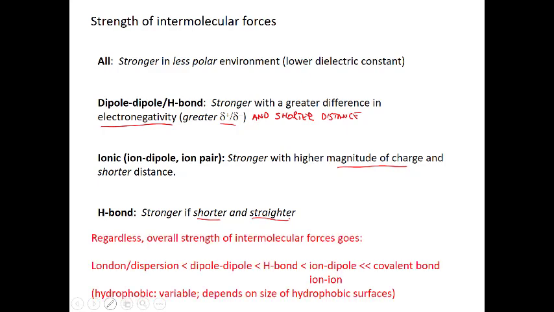And then overall, you can summarize the strengths of intermolecular forces in the order that we show on the bottom there. Dispersion is the weakest, followed by dipole-dipole, followed by hydrogen bonds, followed by ionic, and then covalent bonds are much stronger than any of those. The hydrophobic effect kind of varies. It can be anywhere on this continuum. It depends on the size of nonpolar surface area that becomes buried. So it's not easy to say where hydrophobic would fall in this scale.